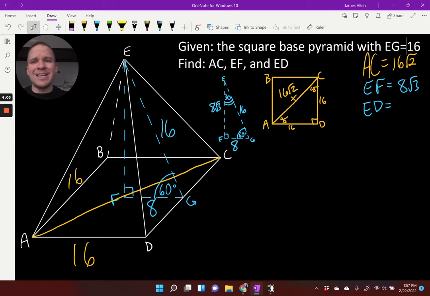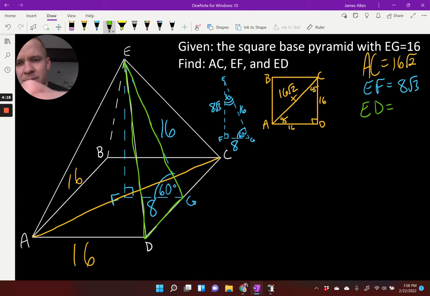I'm looking to get ED. I'm going to change this guy to green. We're going to do our work here in green for ED. So this is what's called a lateral edge of our pyramid. But what I'm going to do is carry this through. My goodness, did I just find another triangle? And I popped that right angle there because if you remember, the slant height is perpendicular to the base's edge. So we do have a right angle there.